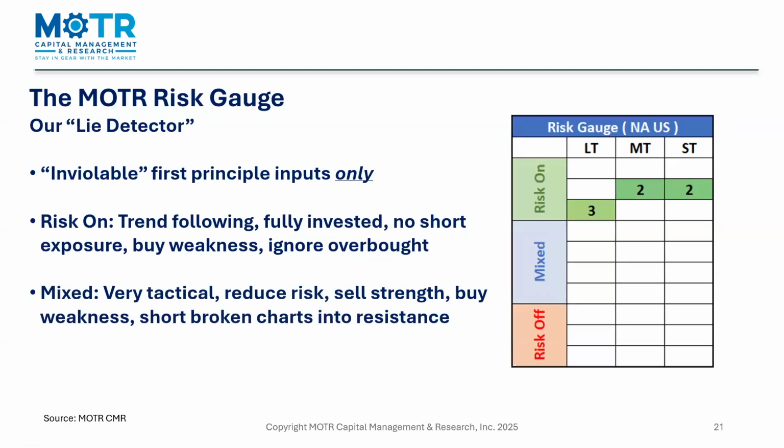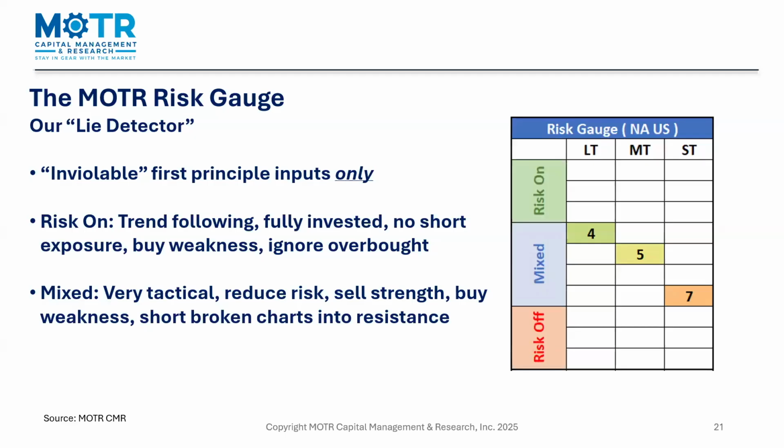When it's in mixed, the risk gauge will look something more like this. And this is not bullish. It's not bearish. What does that mean? Well, it means exactly what it says. It's mixed. And in this scenario, you want to be very tactical. You want to reduce your risk overall because there's no reason to be max risk in a non-trending environment. But you also want to be flexible in your execution of your strategy.